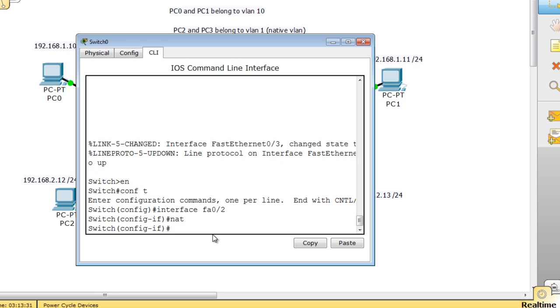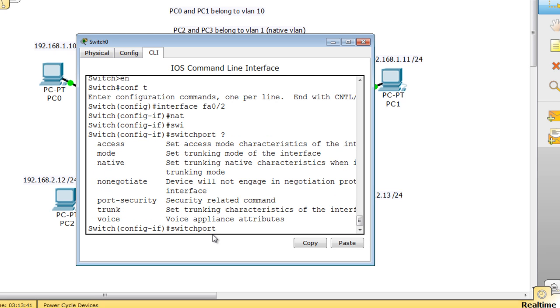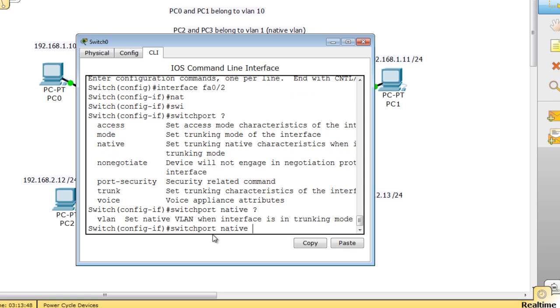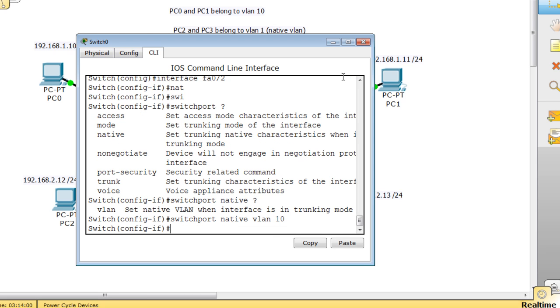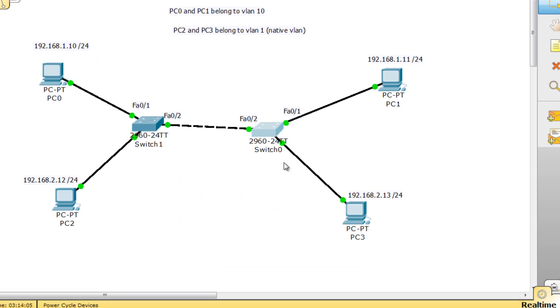I think it's switchport. Let me see, the command is switchport. Yes, switchport native VLAN, and I'm gonna put VLAN 10 just for fun. And let's go back and watch the packet. Let's try to ping back.